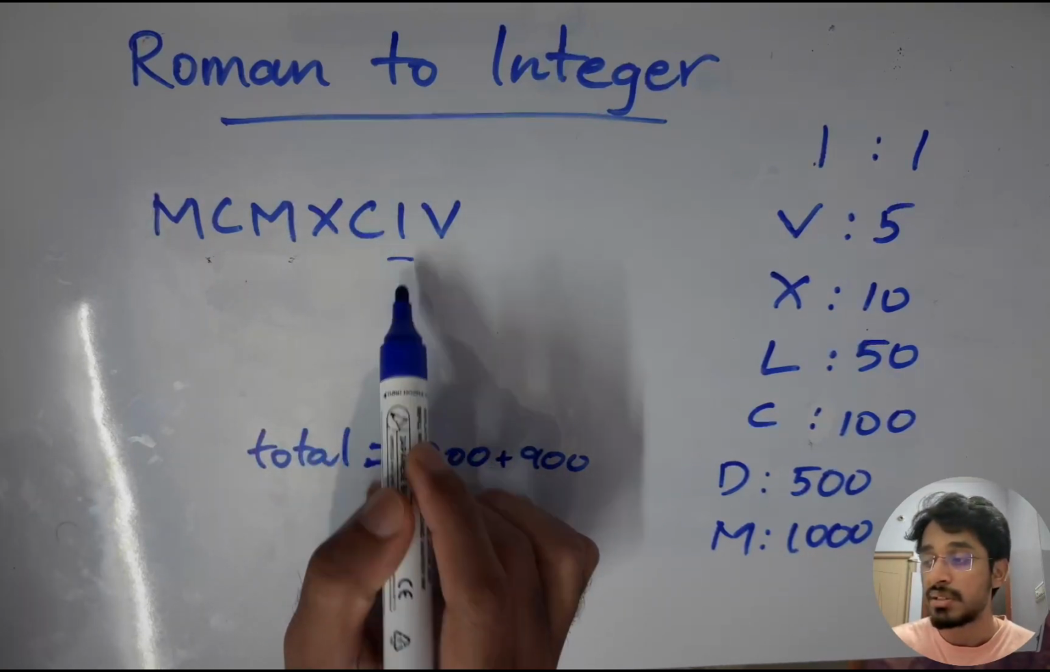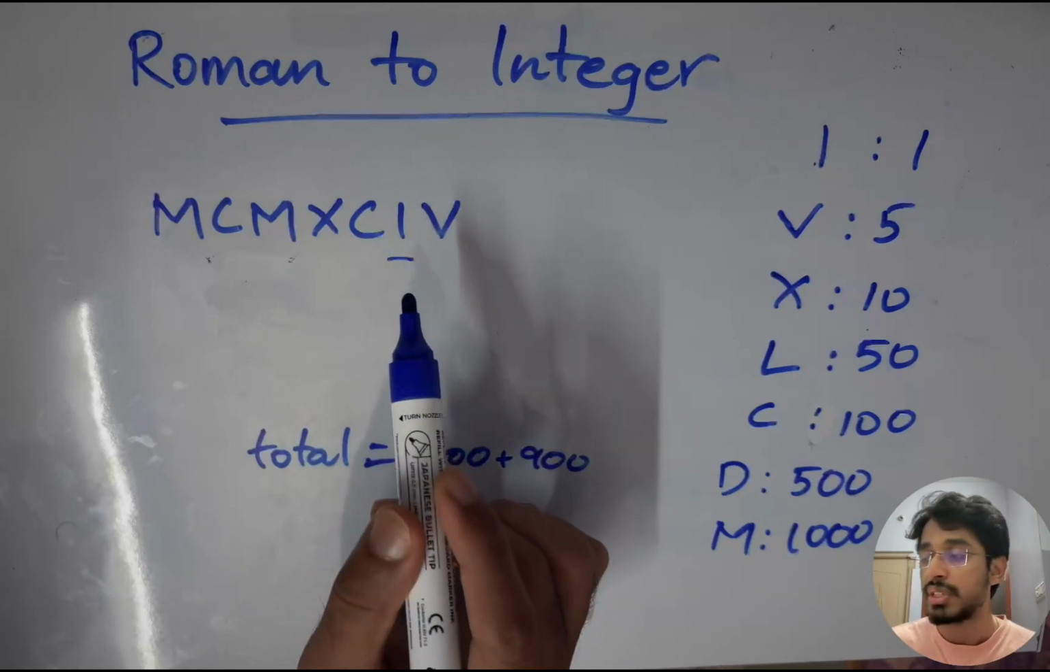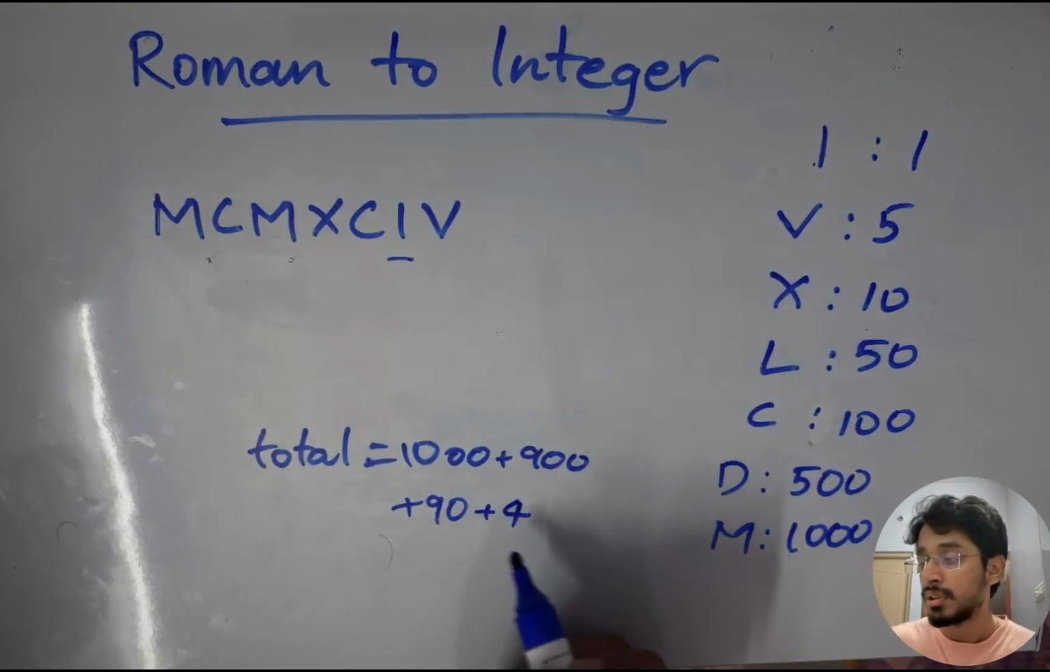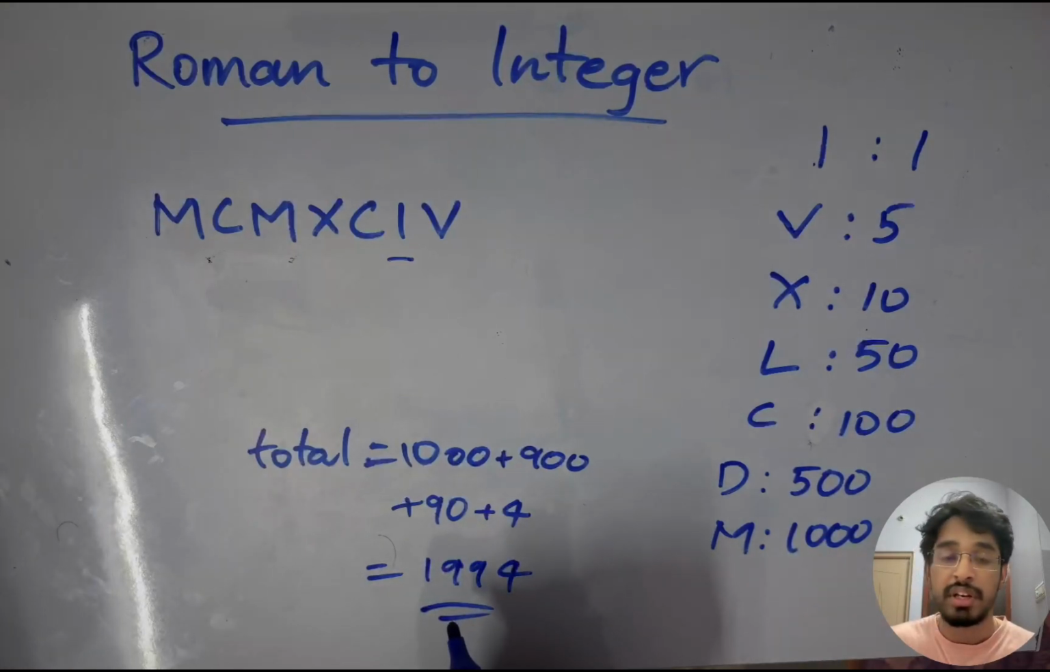So the value of I is 1, and what is the immediate next? That is 5. So 5 minus 1 is 4. So we just add 4. If I calculate the total, it would be 1994. So this is the solution which we need to return at the end of our problem. I hope this is clear.